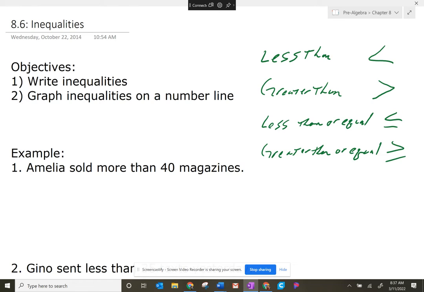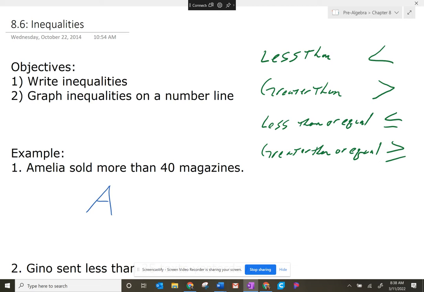It says Amelia sold more than 40 magazines. Okay? We don't know how many magazines she sold, but we do know she sold more than 40 magazines. For this one, I'm going to start off, and instead of having to write the name Amelia every single time, we can use that variable. We could say A. So from now on, for this question, A is going to stand for Amelia.